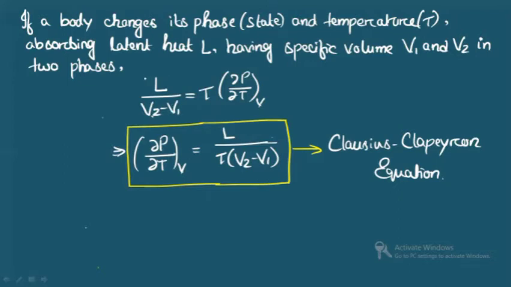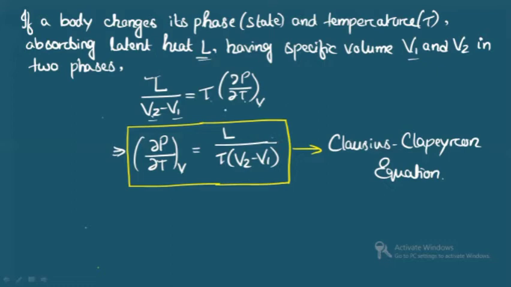We have already said that the latent heat is the amount of heat required to change the phase of 1 gram of a substance, keeping the temperature constant. We said this in the last video. That means a body is changing its phase at constant temperature, absorbing latent heat L, having specific volumes V1 and V2 in the two phases. Phase change is there from V1 to V2, so the final is V2 and the initial is V1. So it is L by (V2 minus V1), and it equals T (del P/del T) at constant volume.